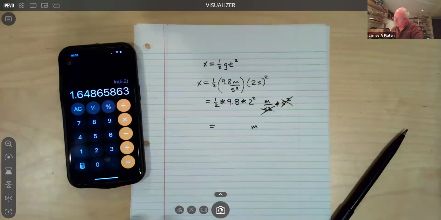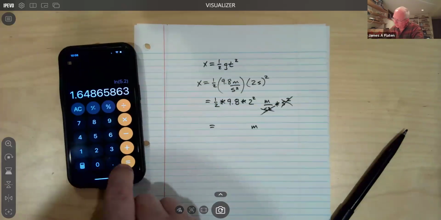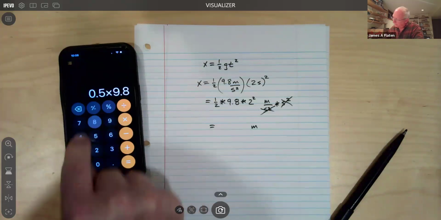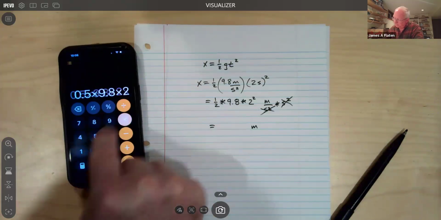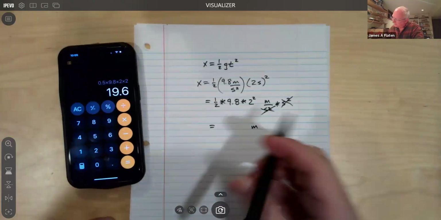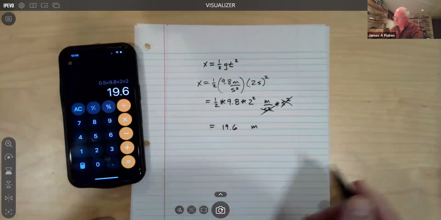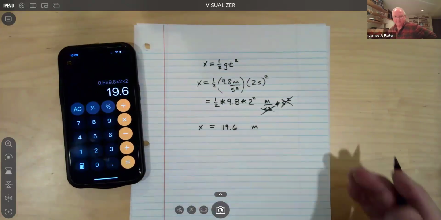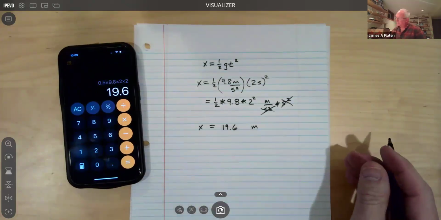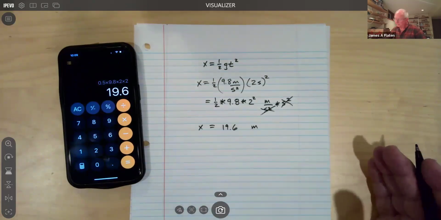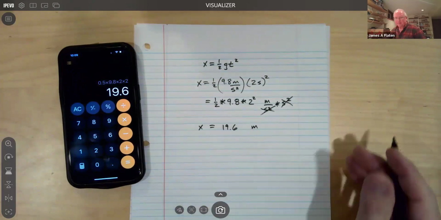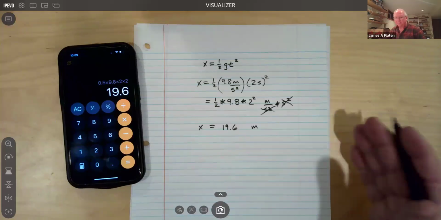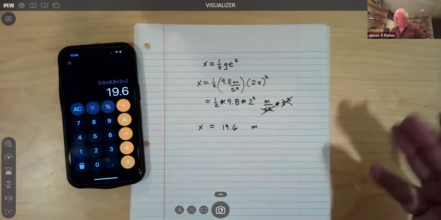Okay, so here I got my calculator and I say 1/2, that's 0.5, times 9.8 times 2 times 2, 19.6 meters. So in 2 seconds, I would fall if I started from rest, 19.6 meters. And I could change that into feet if I wanted to, or into any other length unit, as long as I know the conversion factor. I know the relationship between the new units that I'm interested in and meters.